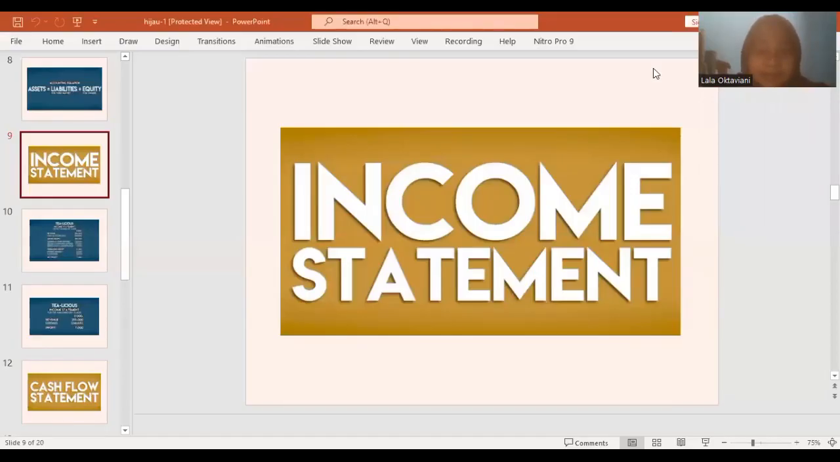What is an income statement? An income statement is a financial statement that summarizes a business's revenue and expenses over a period of time. If the balance sheet is a snapshot of a point in time, then the income statement is more like a video or boomerang covering a range of time.